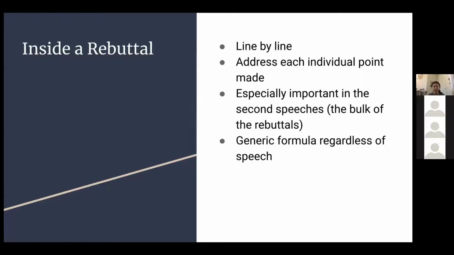What I'm going to teach you right now is what we also like to call line by line, in which you address every single individual point made in the previous speech by your opponent. This is especially important in the second speeches, which are basically the bulk of the rebuttals. It's where you first start giving your new answers to the original constructives. And like I mentioned before, it's a generic formula regardless of the actual speech.